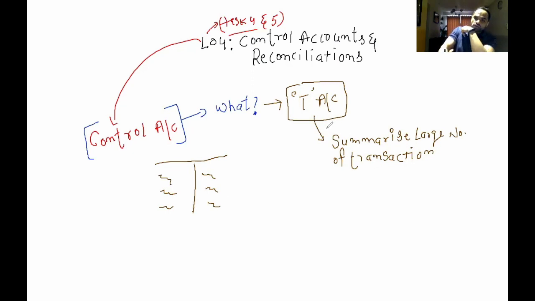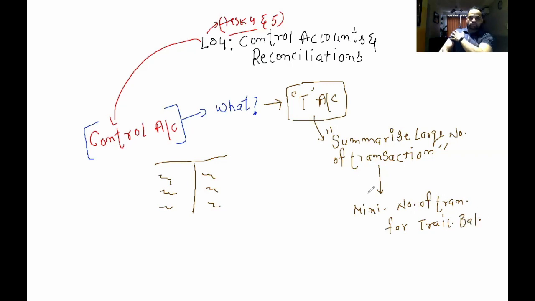The reason to summarize these transactions is, that's one of the reasons, in order to minimize the number of transactions for the trial balance, right? Trial balance. So I repeat again, a control account is one single account which summarizes different kinds of transactions, all right?